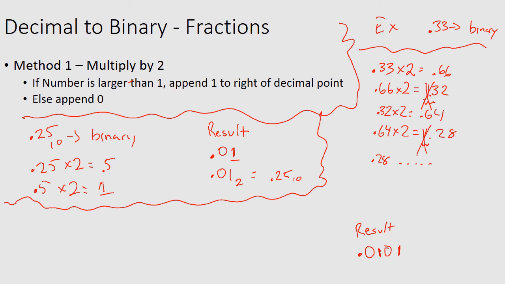And we continue this process, and we can continue it indefinitely, because we will never have an exact binary representation of 0.33 in decimal. We will never have 0.33 decimal in binary as an exact result. So we're going to say that this is a close enough result to 0.33 in decimal. And of course, you can continue this for as many digits as you want, but I think 4 digits is sufficient.